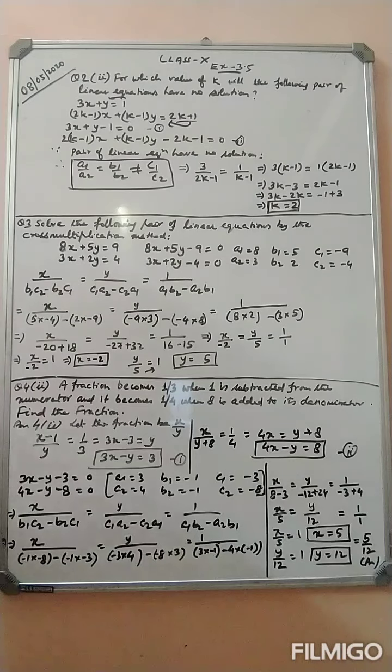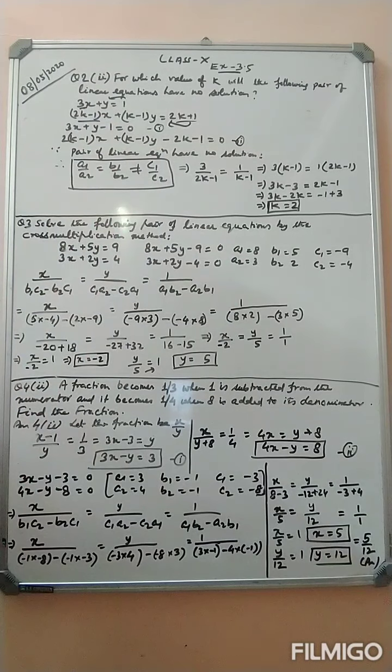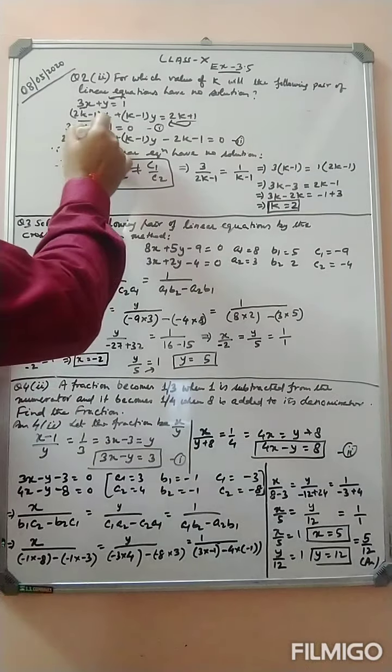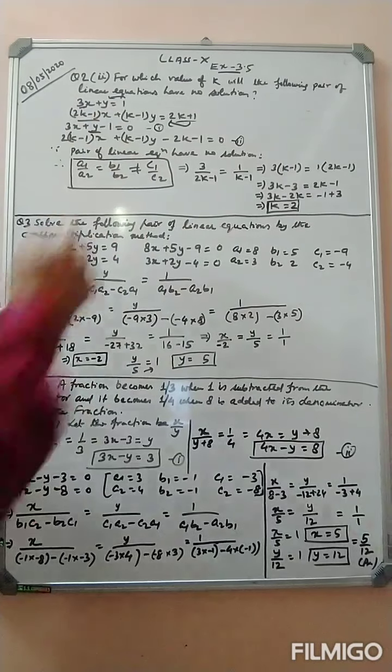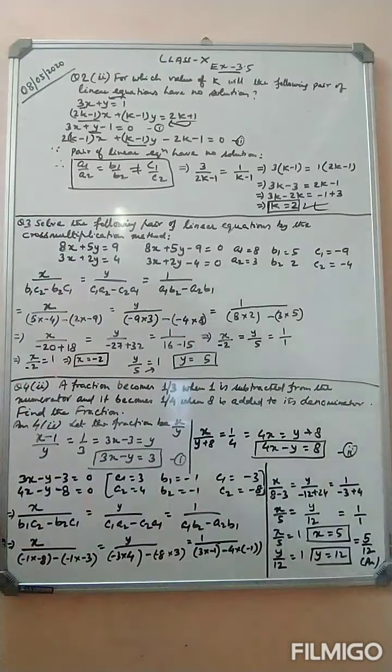Now as this has no solution, therefore a1 by a2 is equal to b1 by b2 is not equal to c1 by c2. So a1 by a2, here a1 is 3 and a2 is 2k minus 1, is equal to b1 by b2. b1 is 1 and b2 is k minus 1. Now 3 by 2k minus 1 equal to 1 by k minus 1. Now cross multiply: 3 into (k minus 1) is equal to 1 into (2k minus 1). So 3k minus 3 is equal to 2k minus 1. So 3k minus 2k equal to minus 1 plus 3. So k equal to 2. So 2 is the answer.